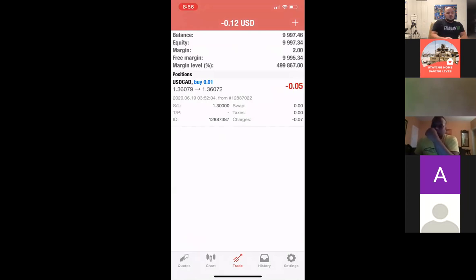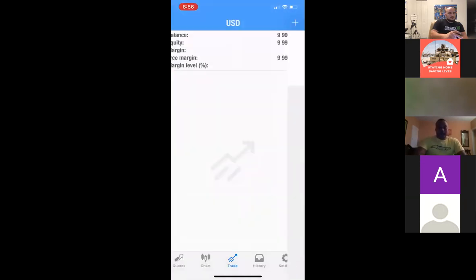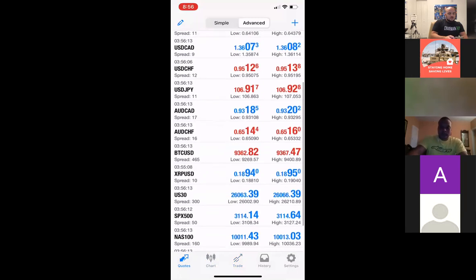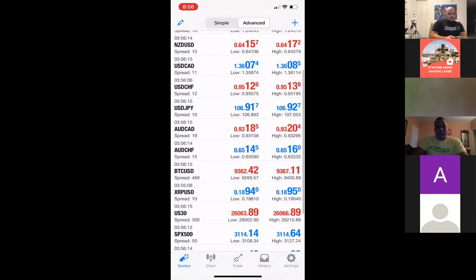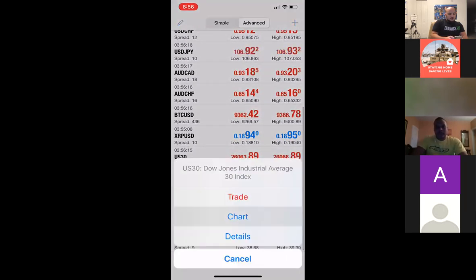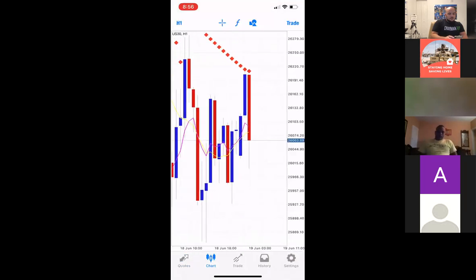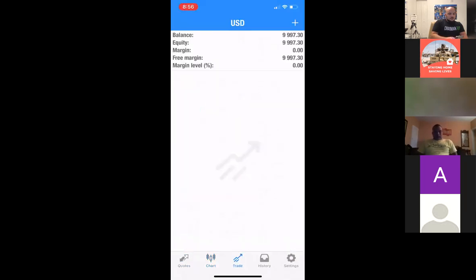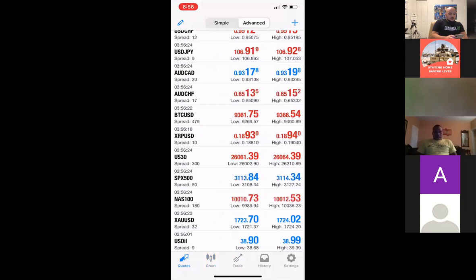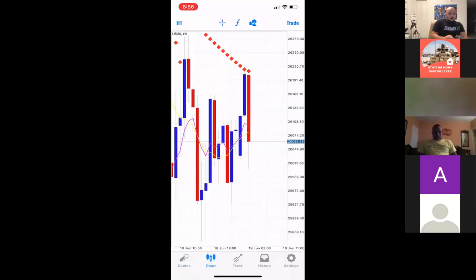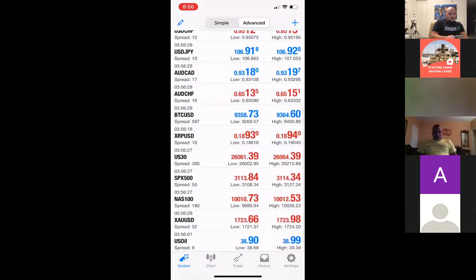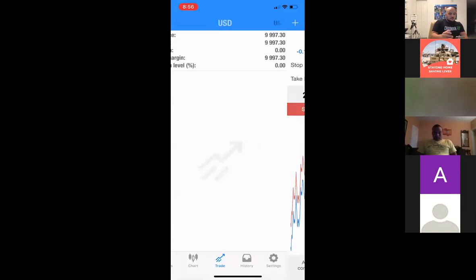So let me show you another example of this. This is very important. I want you guys to know and understand this. Let's do this on US 30 because US 30 ain't playing no games. Let's see what we can do real quick. Chart. All right, she's dropping. I got a feeling it's going to possibly buy real quick. US 30. Chart. US 30. Trade. There it is.